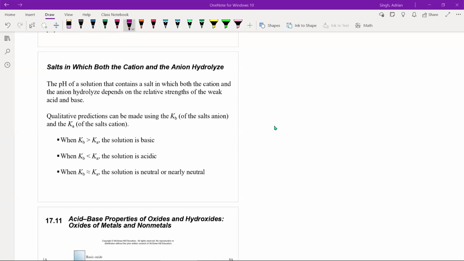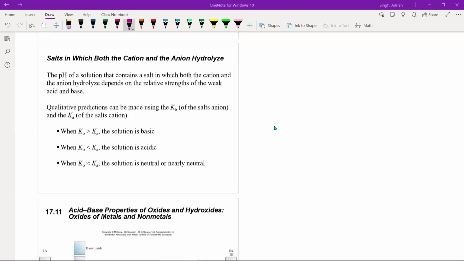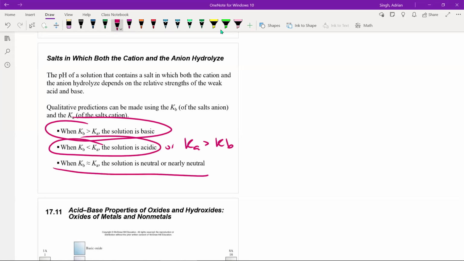So even though how we calculate the pH in systems like these can be quite complex, we can still make some qualitative predictions regarding the pH using the Kb of the anion in the salt and the Ka of the cation of the salt. So for example, if the Kb is greater than the Ka, we can say that the solution is going to be basic. If the Kb is less than the Ka, or the Ka is greater than the Kb, then the solution is going to be acidic. And if they're nearly equal to each other, then it's going to be a neutral solution.